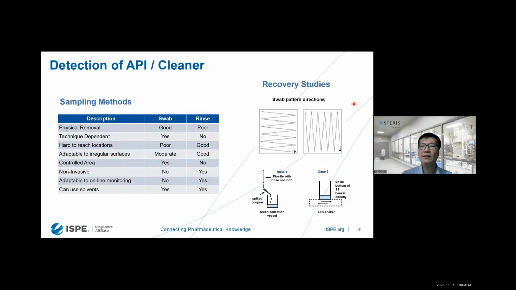And recovery studies for swab, you need to perform some recovery studies. You have the swab method and the rinse method as well. You can perform the recovery for the rinse by rinsing the coupon surface, and then you check the recovery of the residues through the rinse. So these are the two typical methods that can be utilized for the recovery studies.